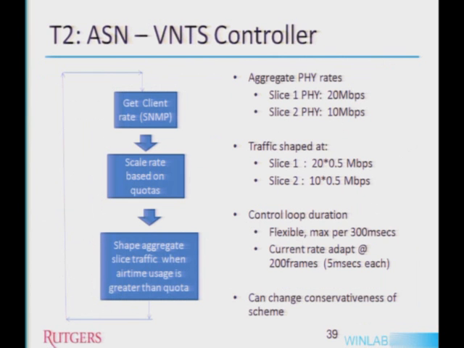Here is a very basic example. If you get physical rates of 20 Mbps and 10 Mbps, and you're assigning airtime quotas of 0.5, then you can scale appropriately. This rate allocation we can do every 300 milliseconds at the fastest, which is limited by the SNMP interface. But rate control itself in the base station with the default setting runs every 200 frames, and each frame is 5 milliseconds, so it happens every 1 second. So it's still the airtime quota. This is still airtime.